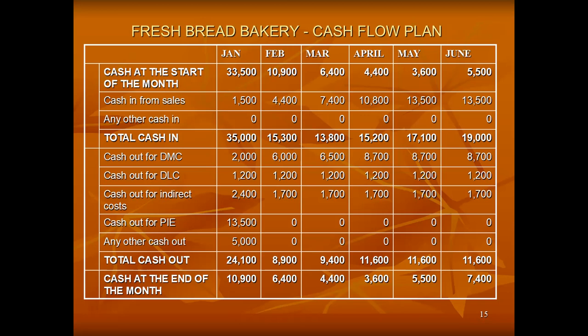Okay. But first, the first one that comes in that line there is cash in from sales. Very, very important. Then total cash in. You can see it there. Total cash in, 35,000. You are through with that.